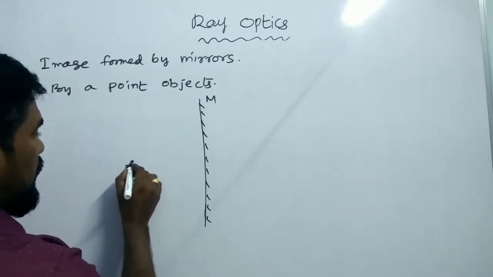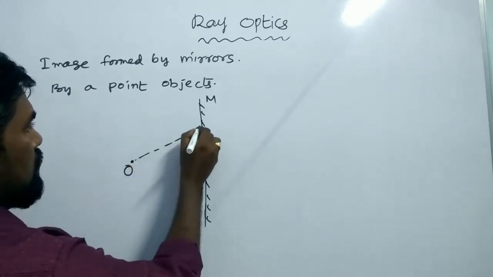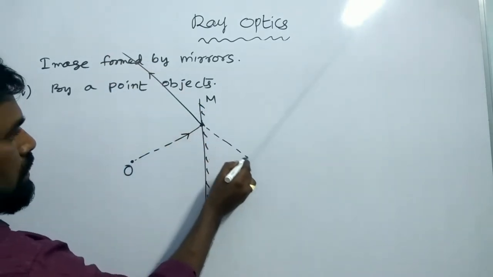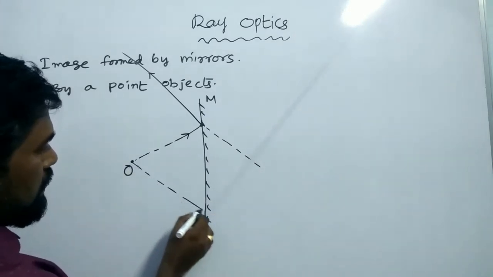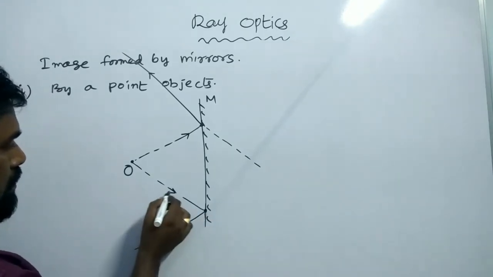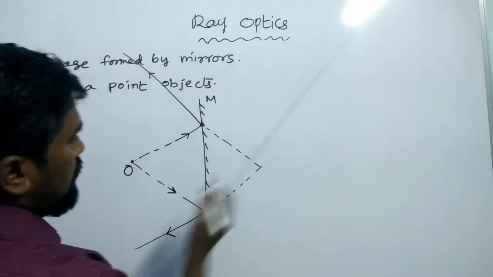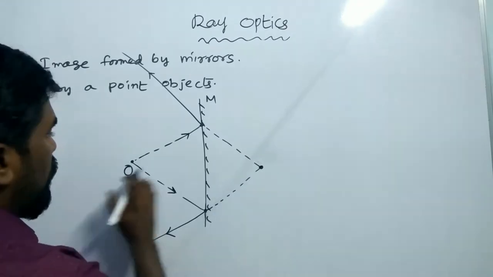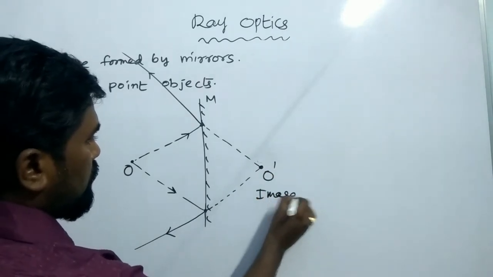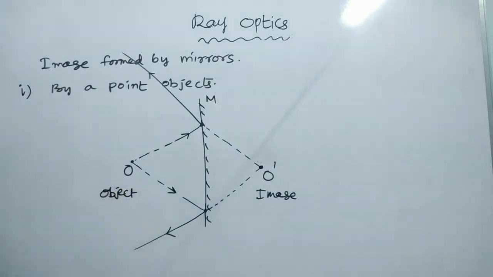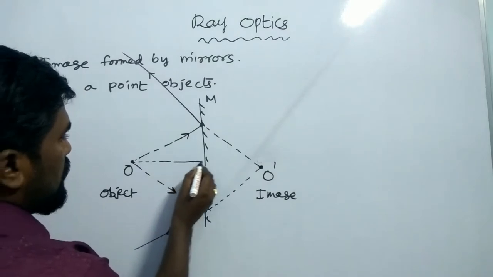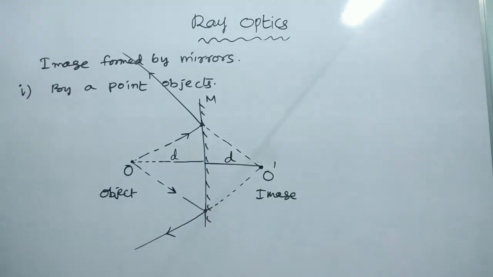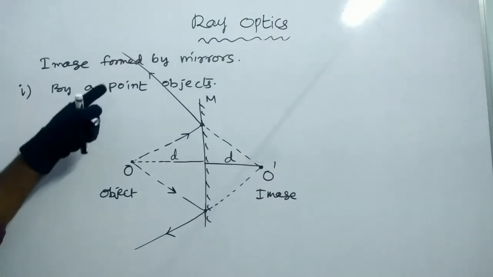The light is incident at this point, and this is the incident ray, and this is the reflected ray, and this is the direction of the reflection. The light ray is incident on the mirror and reflected, and at this point the image will be formed. So this is O dash. Here this is O, the object, and this is O dash, that is the image. The distance between these two is equal. So if it is d distance, it is also d distance.